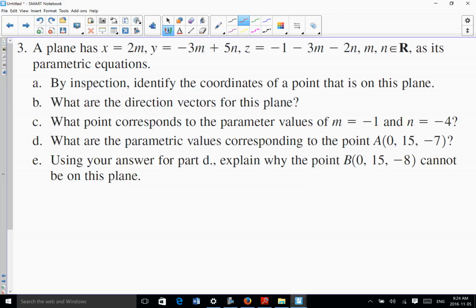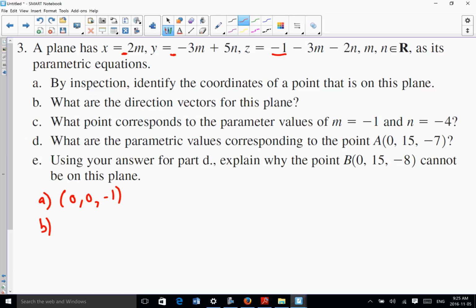And number 3, we're given the parametric equations of a plane. They're asking us a variety of things. We'll start with part A, of course. By inspection, find the coordinates of a point. Well, the point is the number part that comes at the beginning of each parameter. So the point would be 0, 0, and negative 1. Okay, because there's no number in front of the x or the y part parameters.